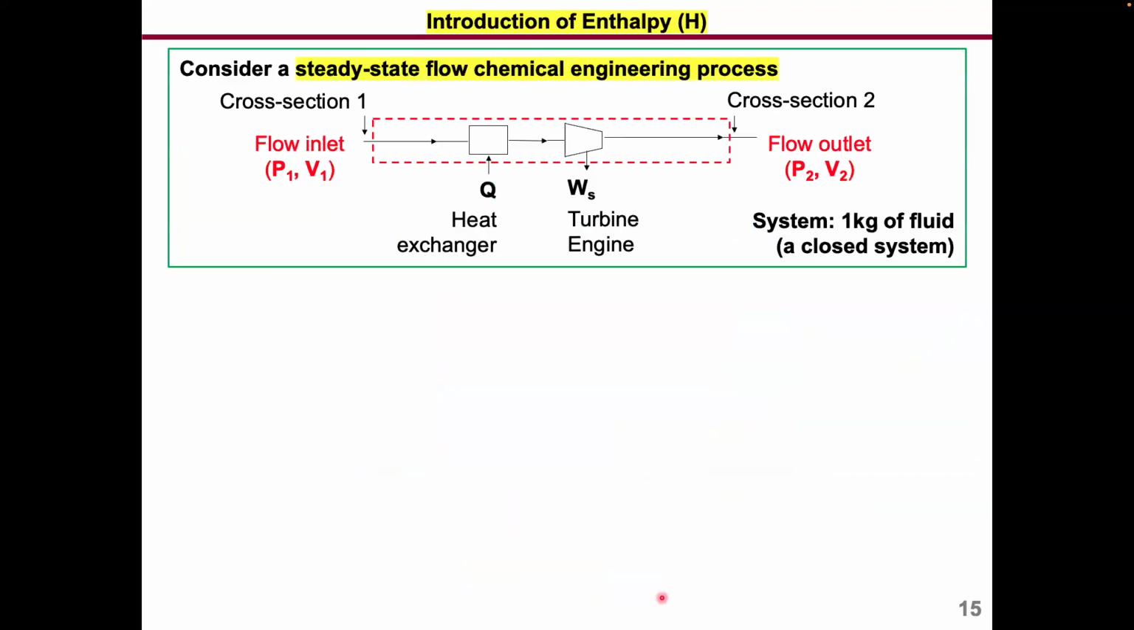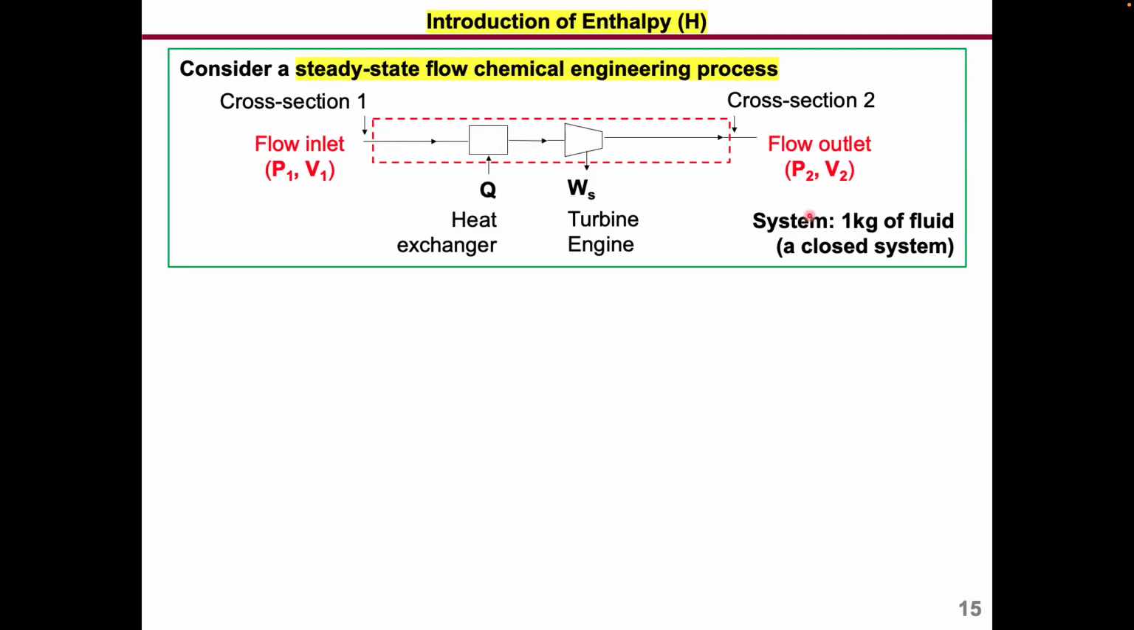Now this is how we can simplify this analysis. So let's consider steady state flow chemical engineering processes, right? Here you can actually use just a square. Let's say this is a heat exchanger, could be a boiler, could be a compressor, right? So this represents some heat exchange between the system and the surrounding.